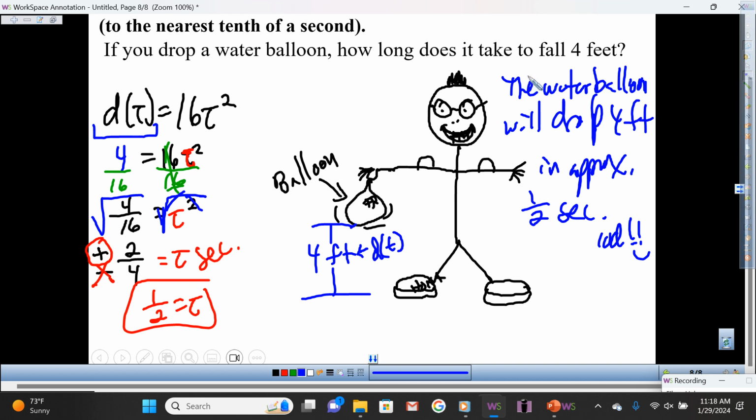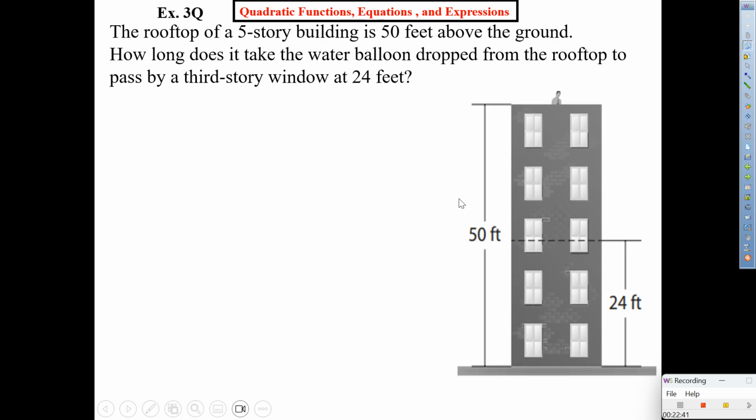Okay? So, with that said, copy this next one, example 3Q, and it reads, the rooftop of a 5-story building is 50 feet above ground. How long does it take the water balloon to drop from the rooftop to pass by the 3rd-story window in 24 feet? So do me a favor, instead of copying all the verbiage, just copy the diagram, please. I'll give you guys some time for that.